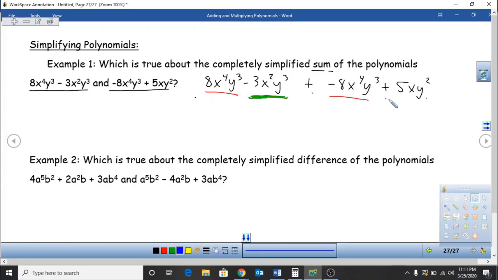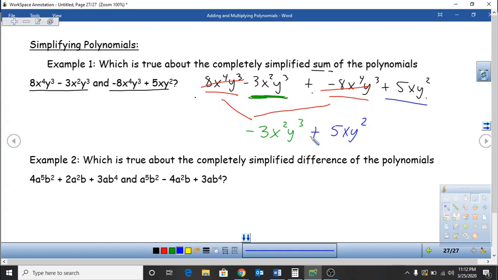Okay, now this is not x squared y cubed, so this doesn't actually combine, so this must be something different. So what I'm going to do is combine like terms. The first thing I noticed real quick is you see this 8x and this negative 8x? They're like terms, but negative 8 happens to be the additive inverse of positive 8, so this actually goes away, so I don't need to combine. So what I'm left with is this term right here, negative 3x squared y cubed, plus this last term, which is 5xy squared.